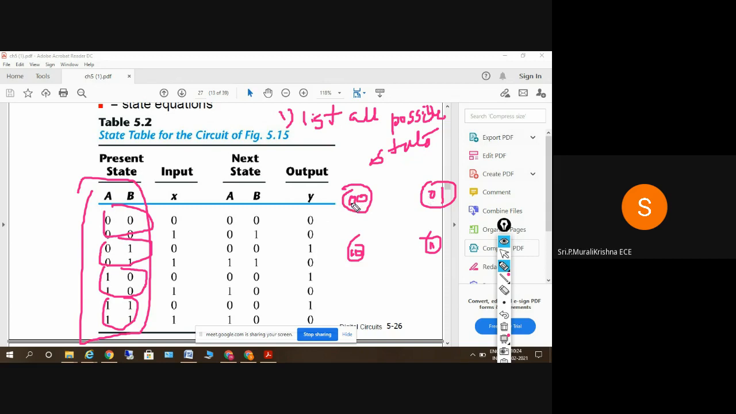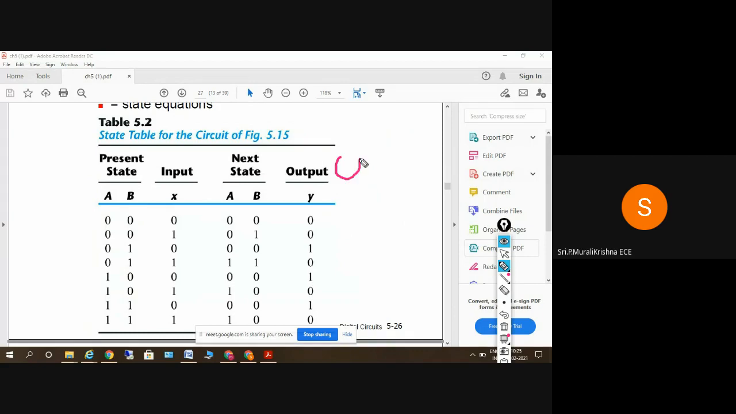Instead of writing the values here, I initialize the values: S0 is taken as 0 0, S1 is taken as 0 1, S2 is taken as 1 0, and S3 is taken as 1 1. So clear. A state diagram is a diagrammatic representation of a state table. The first thing is to list all the possible states. So we have 4 possible states here.